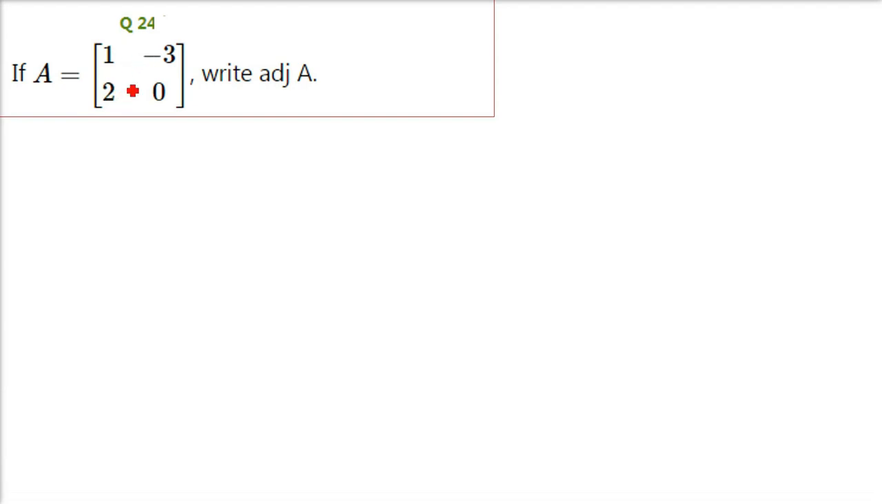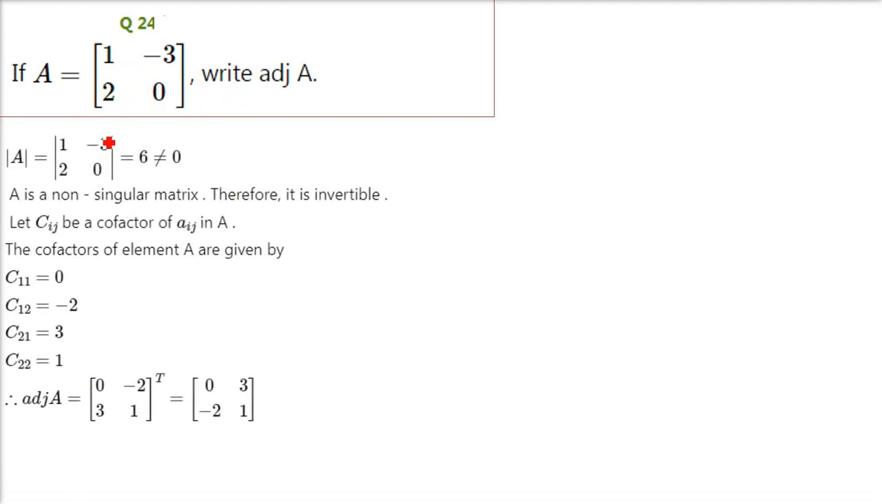Now if A is this one, write the adjoint of A. So we need to do this. Let's do this properly, because we have skipped certain questions as we have been doing it a lot. This is A11, this is A12. So first row, second column: there are 2 rows, 2 columns, A11, A12, A21, A22.